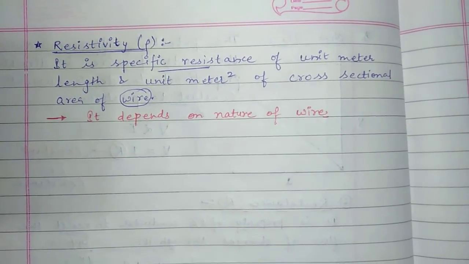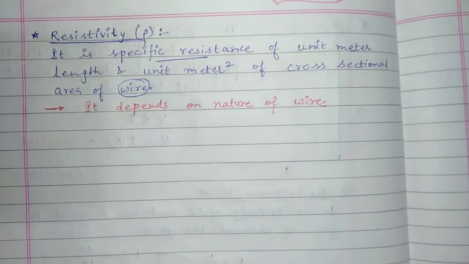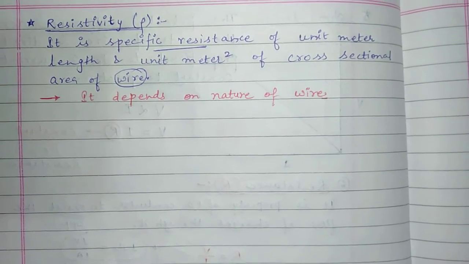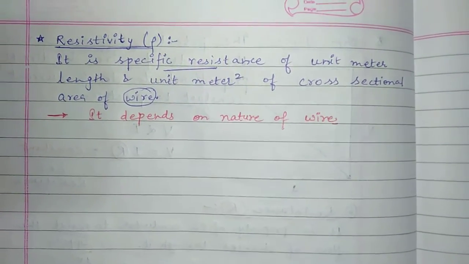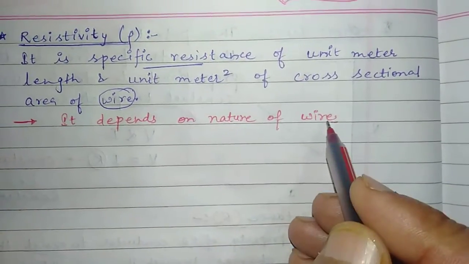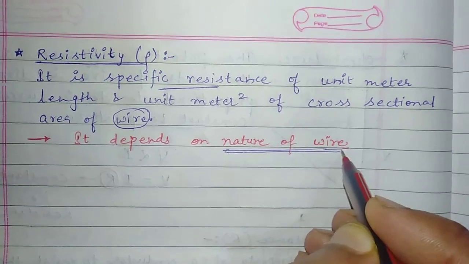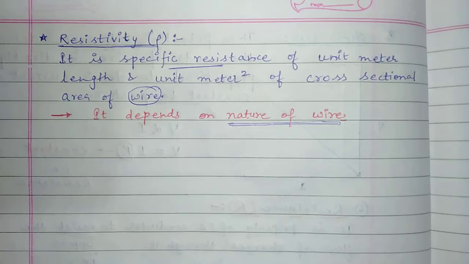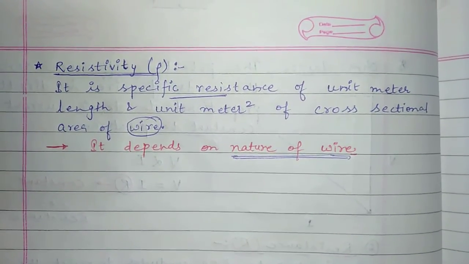So resistivity is the specific resistance of a wire having unit meter length and unit meter square cross sectional area. You need to remember one thing: this resistivity only depends on the nature of the wire. If the nature of the wire changes, the resistivity changes. It does not depend on the length of the wire and the cross sectional area of the wire. So this is all about this video. Thank you.